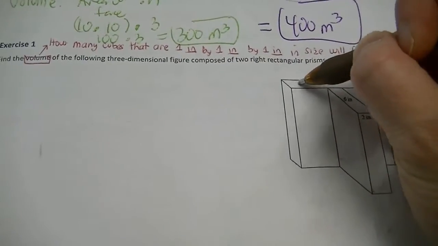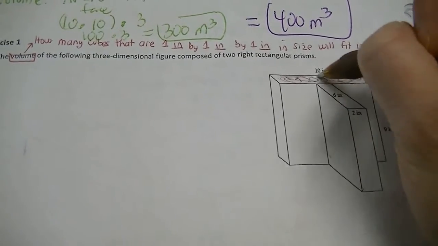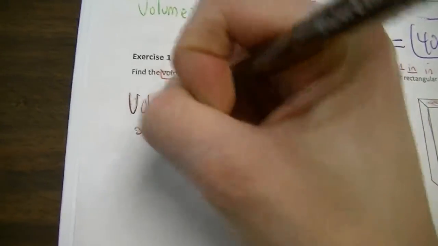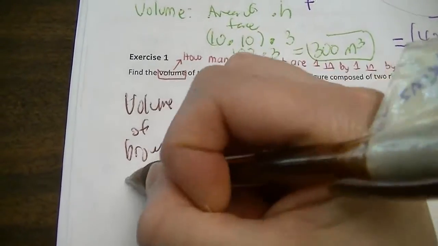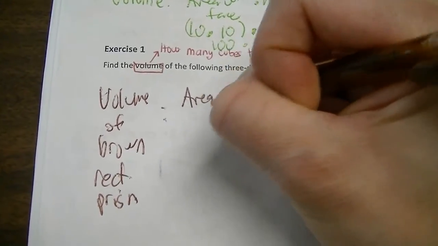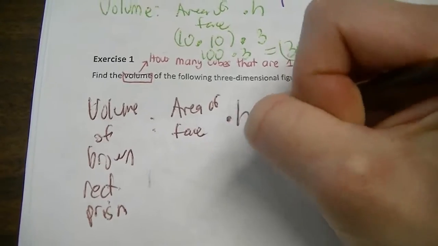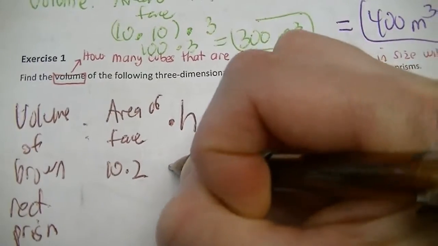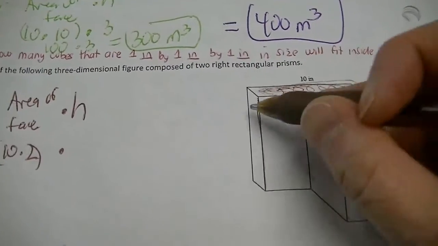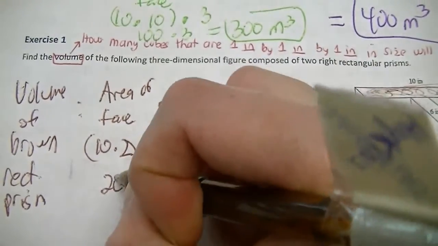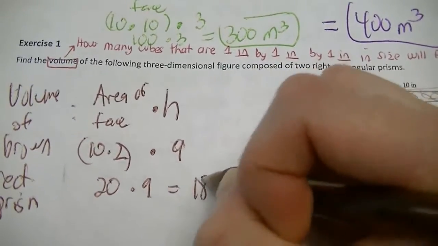To represent this figure, I'm going to write everything in brown. To find the volume of this figure, we find the area of this face and multiply it by h. So volume of brown rectangular prism: you find the area of the face and multiply it by h. This face is 10 times 2, and then we multiply that quantity by h, the height, which is 9 inches. 10 times 2 is 20. 20 times 9 gives us 180 inches cubed.